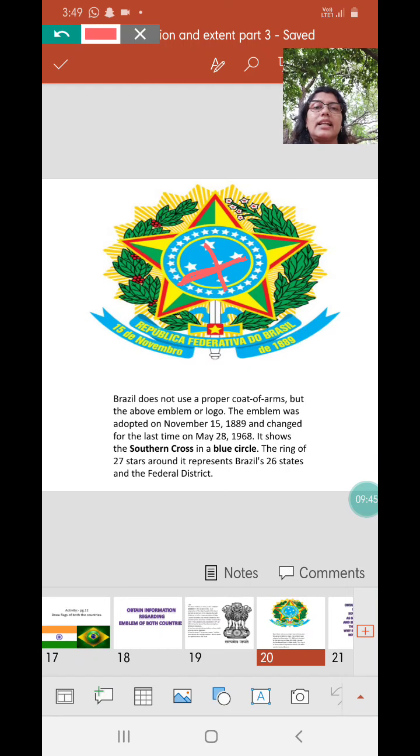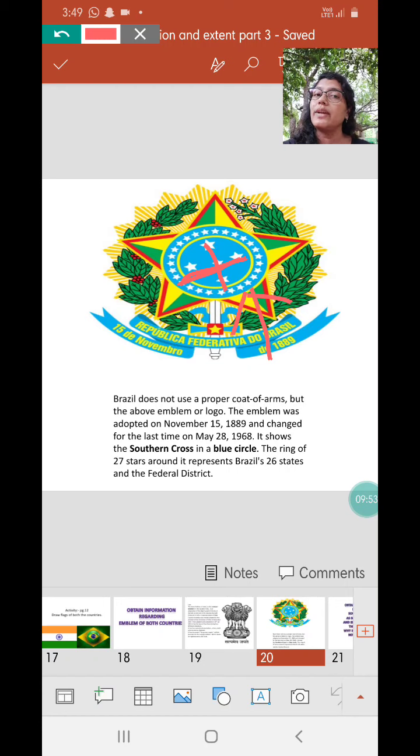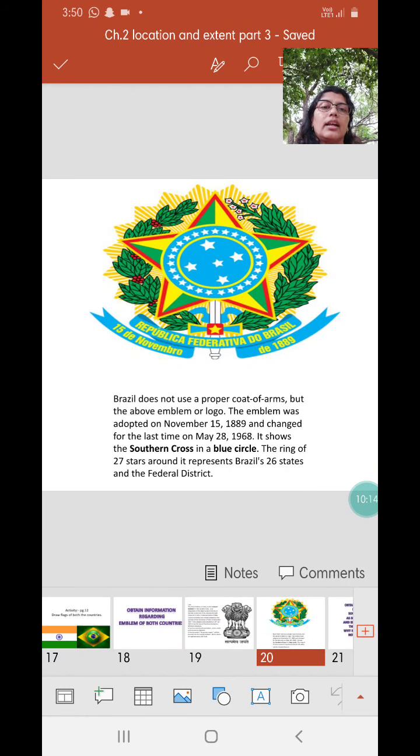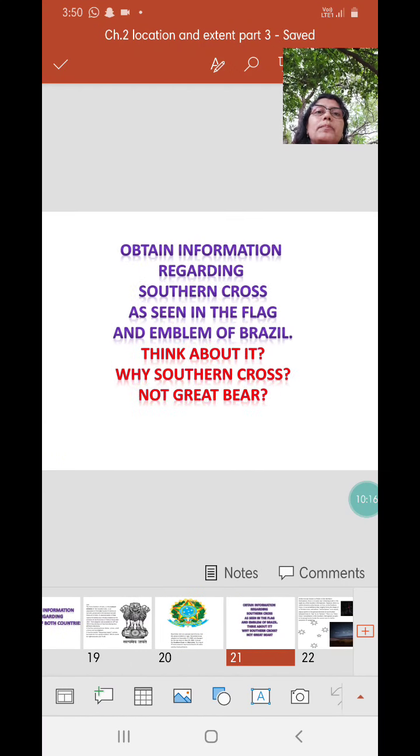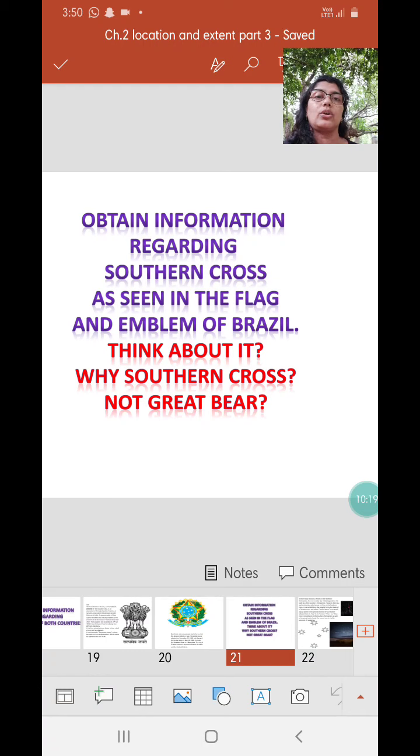The Southern Cross is shown here, and also a band with 27 crosses in that particular blue circle band, the ring of 27 stars. Now these stars, 26 stand for the 26 states of Brazil and one extra cross for the Federal District of Brazil, that's Brasilia. So obtain information regarding the Southern Cross as seen in the flag as well as the national emblem.